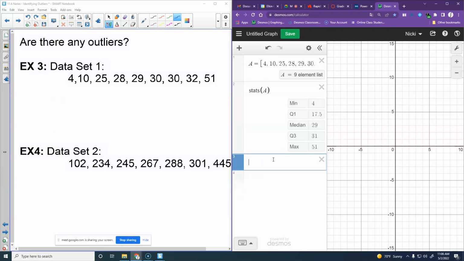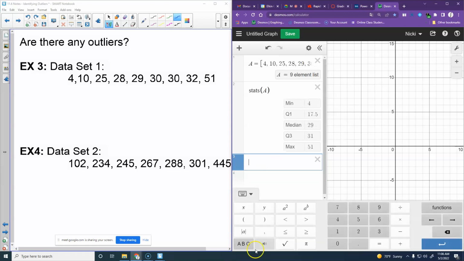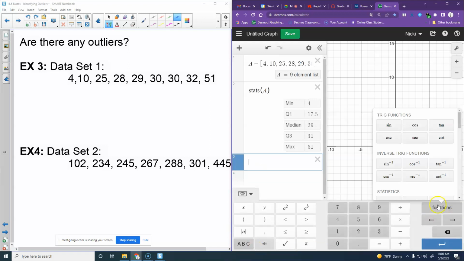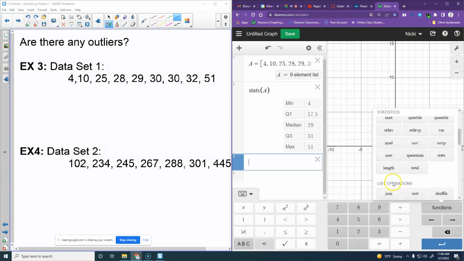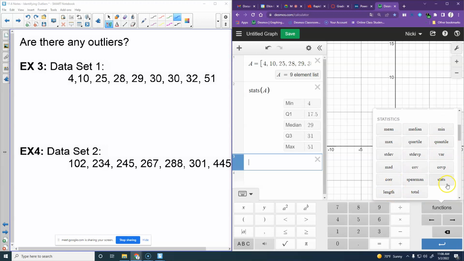Okay. Let's see. Also, I meant to show you this as well. If you look at the keypad and do functions, under statistics, you've got a lot of different options right here. So if you're not sure, it has a lot of them listed. It may not be all of them because stats is there. I don't think it does interquartile range. No, it doesn't. But we can figure that out really easily.